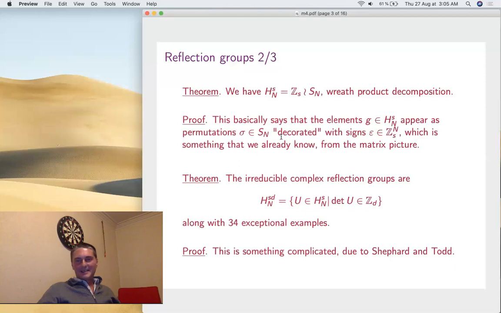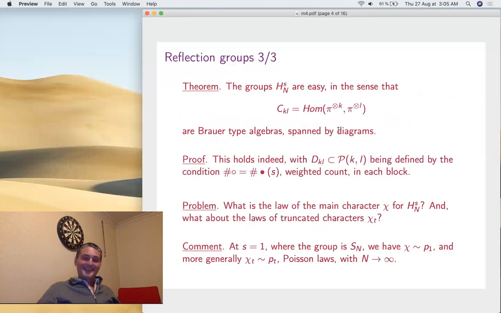Shall we get into this algebra thing, the Riesz product, and so on, or into Shephard and Todd's theory, which is terrible too? And the answer is no. I have actually something simpler and more fun and also very useful to be done: compute the laws of characters and also truncated characters.